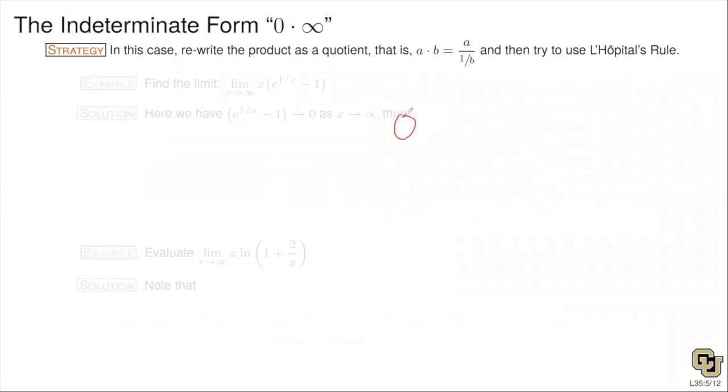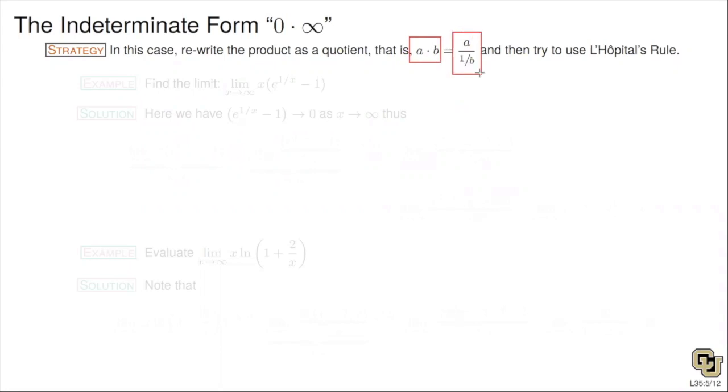Here, when you have 0 times infinity, usually 0 times a finite number always equals 0. But infinity is not a finite number. So what's going on here? Is it equal to 0? Is it equal to infinity? Does the universe blow up? What's going on? So the trick is to rewrite the product as a quotient.